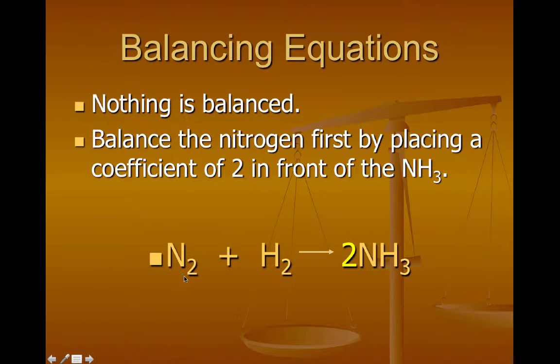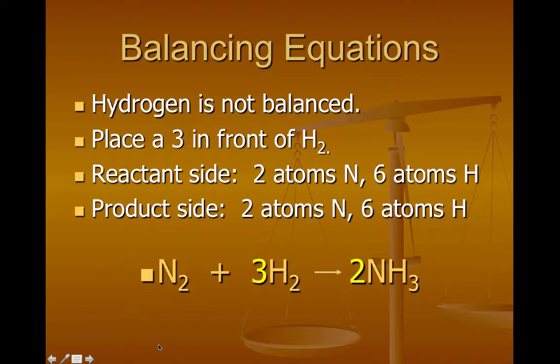And with this, you have 2 nitrogens on the reactant side. You add a coefficient of 2 right here. You have 2 nitrogens on the product side. Alright, we have 2 hydrogens here, but with a coefficient 2 times 3 gives us 6 hydrogens over here. So basically the hydrogen is not balanced.